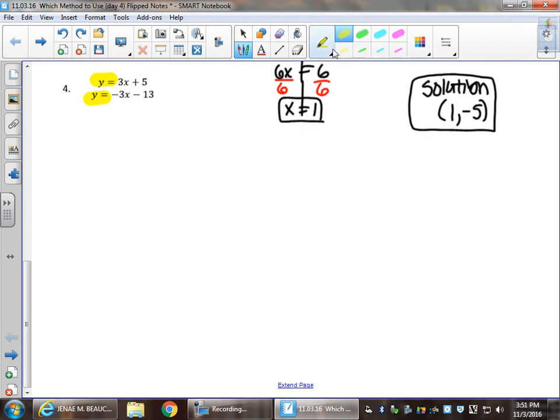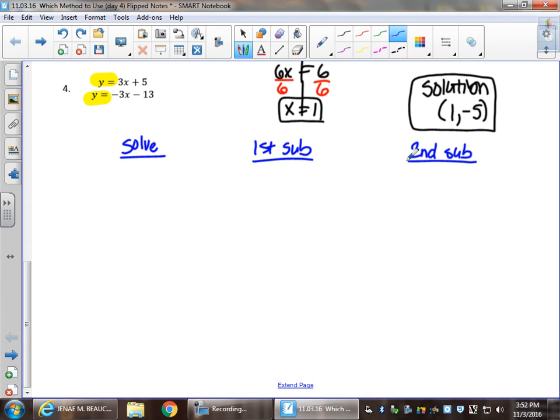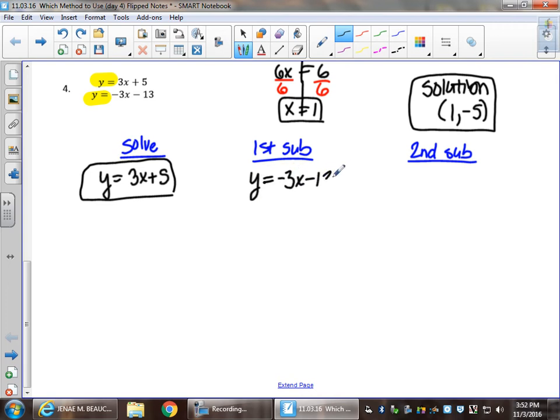So let's write our titles. Solve. First sub. Second sub. And since both of these are solved for y, either one is equally a good choice. I'm going to just choose to write the first one. Y equals 3x plus 5. It's already solved, so no work to do. For the first sub, we're going to take the equation we didn't use yet. Y equals negative 3x minus 13.